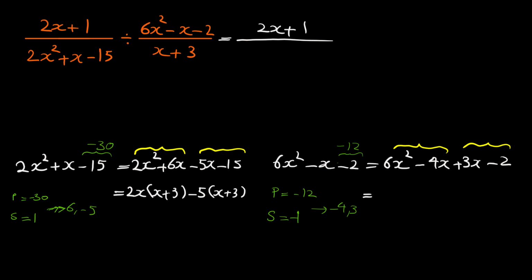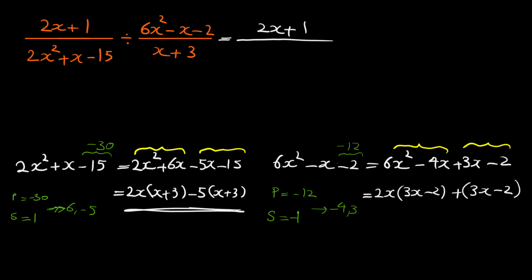Let's do the same thing here. 6x to the 2 minus 4x. What is the common factor? 2x. And then we have 3x minus 2. What is the common factor between 3x and minus 2? Nothing. There is no common factor between 3x and minus 2. So we leave it as 3x minus 2. It's not a bad idea to put a bracket around that.